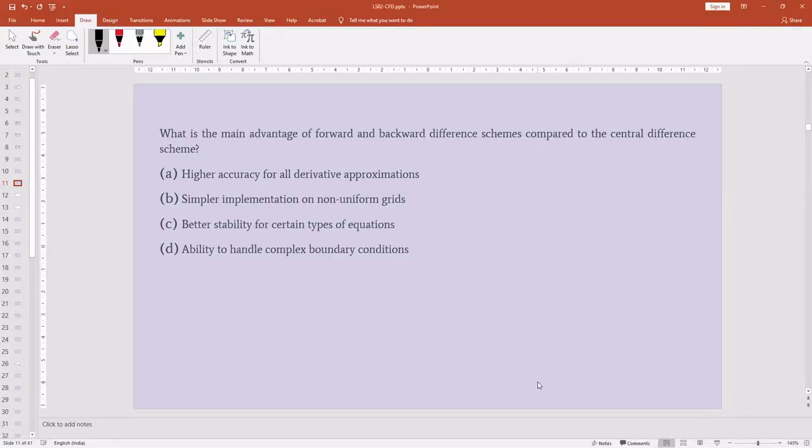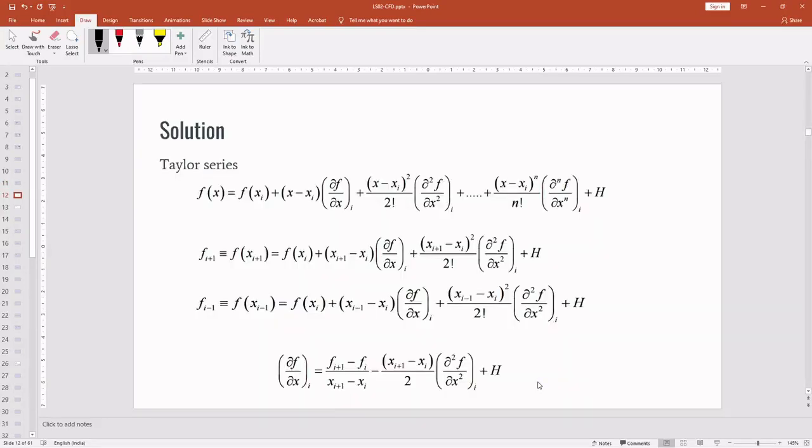Okay, let's see what the difference is between forward, backward, and central difference schemes. These schemes, the forward scheme, backward scheme, and central difference scheme, are all derived from the Taylor series equation. Last time also we had some confusion on this. The first equation is the Taylor series for a continuously differentiable function at x equal to xi.